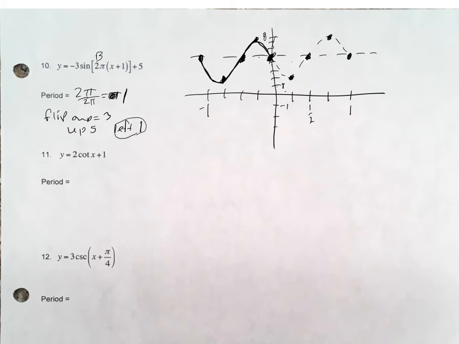For number 11, cotangent. The period, of course, pi over b. So for cotangent, we are dealing with pi over 1. Okay. Amplitude is 2, which we do not care about, but we do care that it moves up 1. Now we're going to double this because it's tangent and cotangent. We've got to draw it twice. So I'm going to go out to 2 pi.